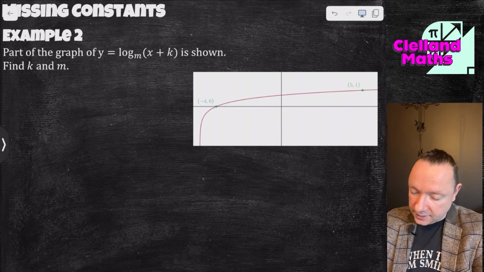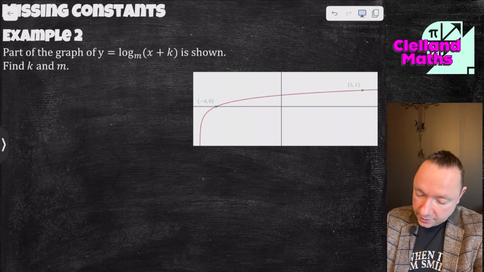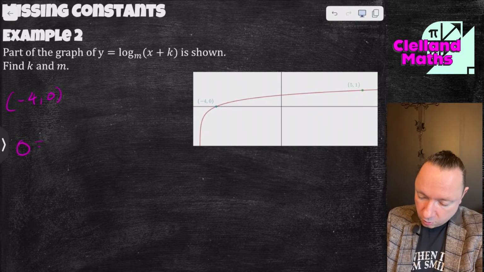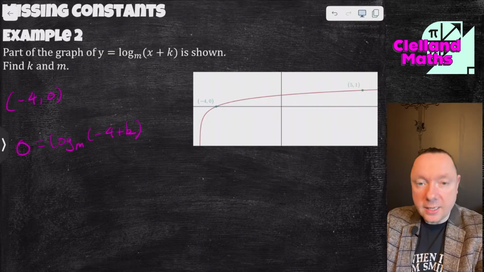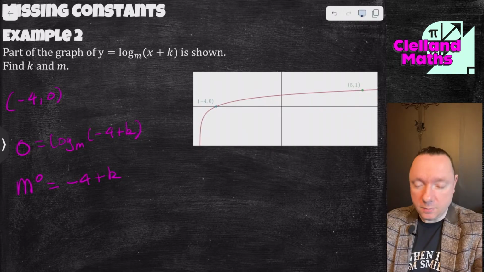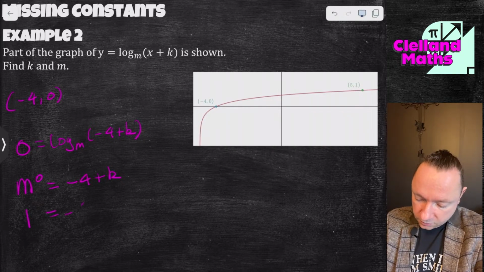Here's another example of missing constants. Y equals log base m of x plus k is shown. Find k and m. Well, we're given 2 points, so we might as well sub them in. So let's look at minus 4, 0. So we've got y equals 0, of log base m of minus 4 plus k. That means that translating that to an exponential, m to the power of 0 equals minus 4 plus k.